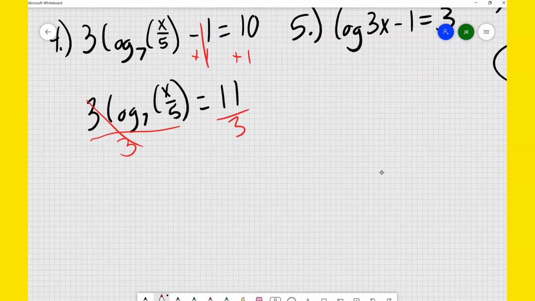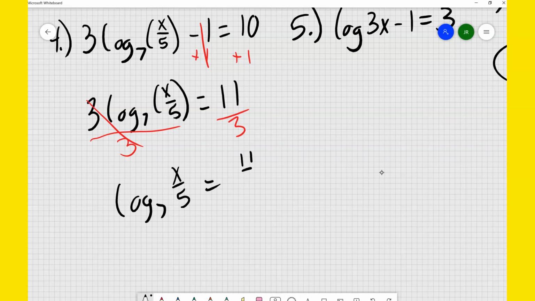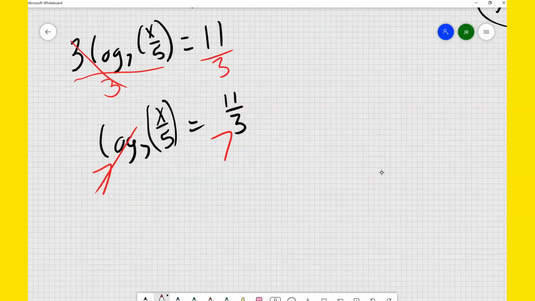And that gives us log base 7 of x over 5 equals 11 thirds. Just leave it as 11 thirds instead of getting it as a decimal there. And then get rid of the log base 7 now. I should put parentheses right here. Get rid of the log base 7 now by exponentiating with a base of 7 on both sides.